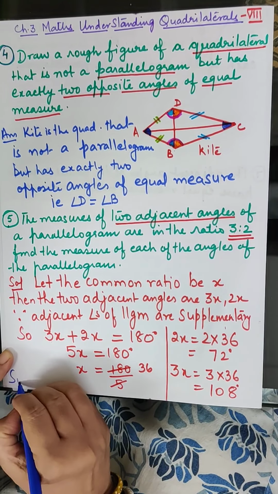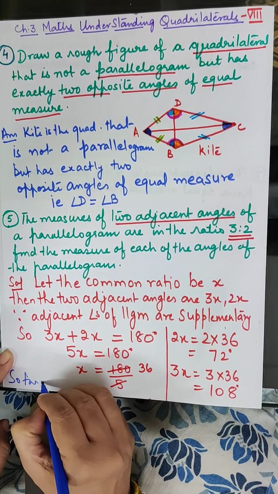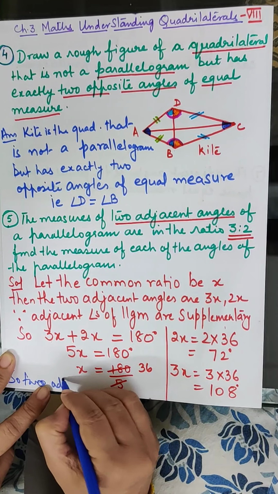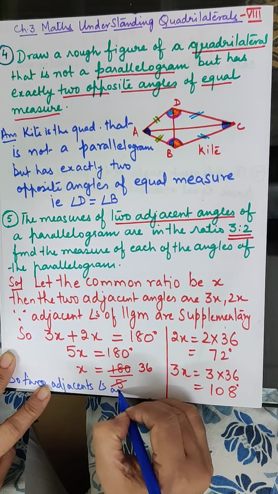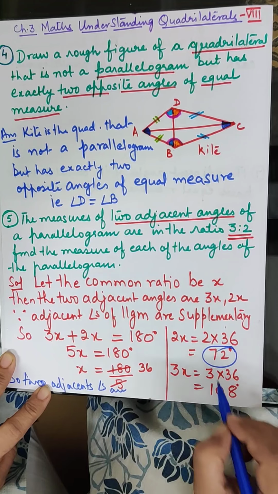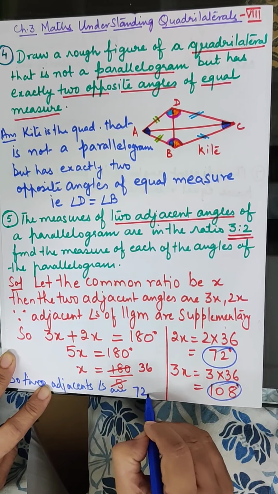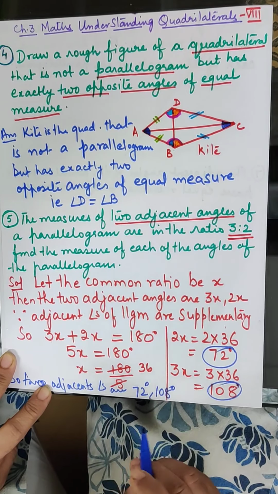So the two adjacent angles are 72 degrees and 108 degrees. Is this clear?